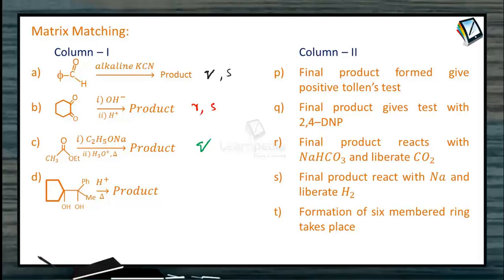And then we have the last one, D, going with what? This is a dihydroxy derivative where two hydroxy groups are side by side, with H plus. Rearrangement takes place to give a ketone which will give the 2,4-DNP test. So Q. And then in this, rearrangement takes place to give a 6-membered ring. So therefore T. So thus QT will become the answer.